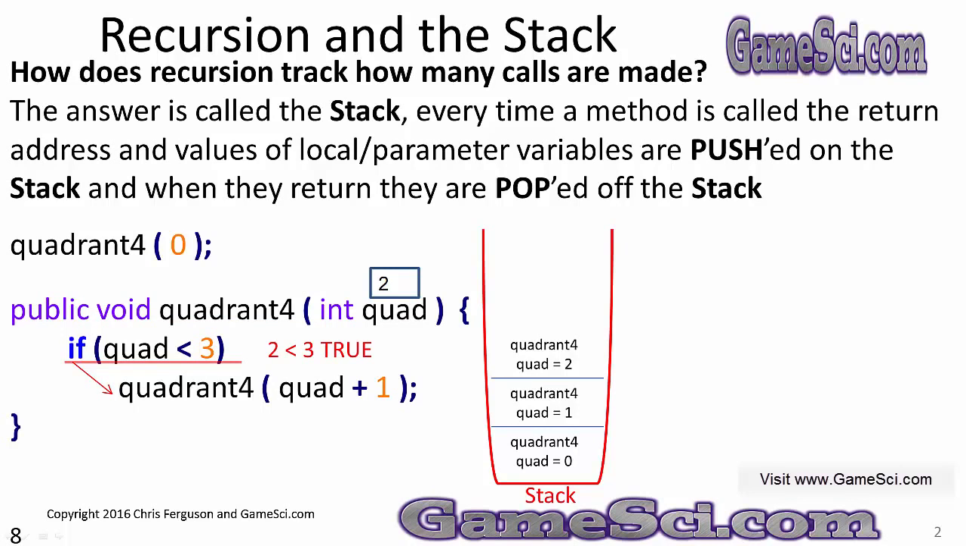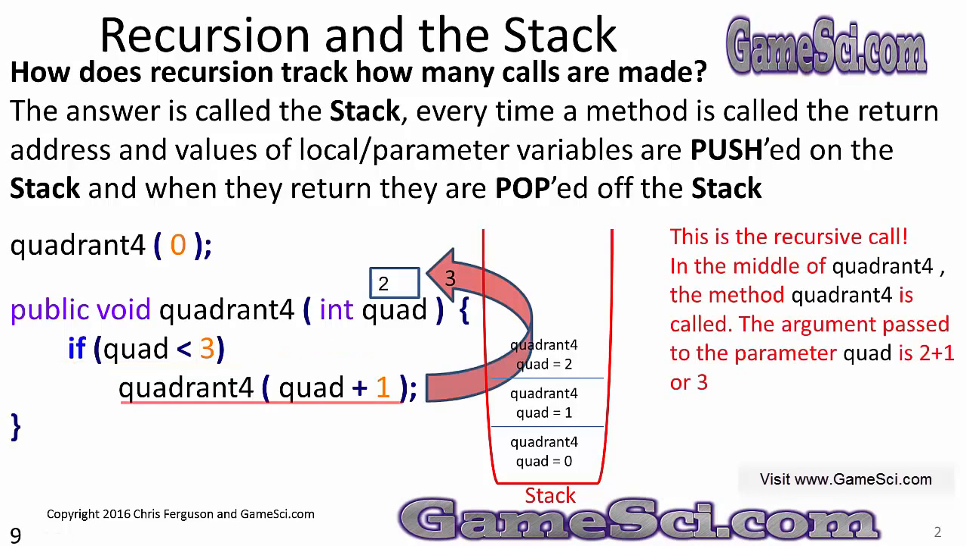As a true statement, we are going to execute the if code. Whoop, there's our recursion again. In the middle of quadrant 4, we're going to call quadrant 4. The argument passed this time is going to be 2 plus 1, or the value 3. 3 is going to be the new value of quad when we execute quadrant 4 again.